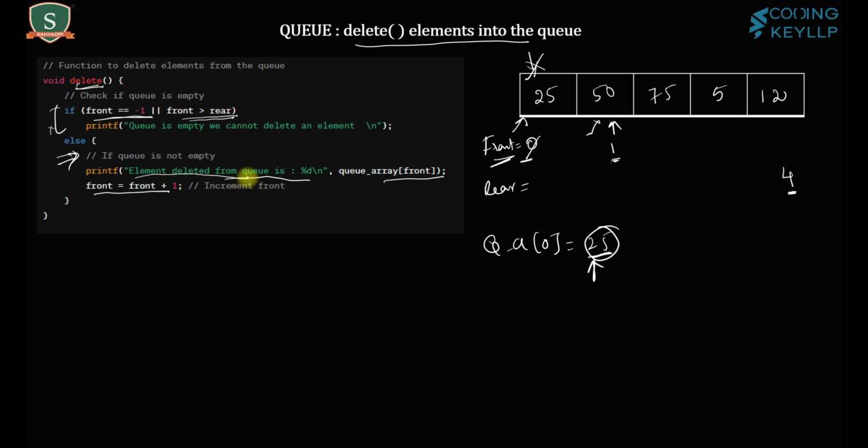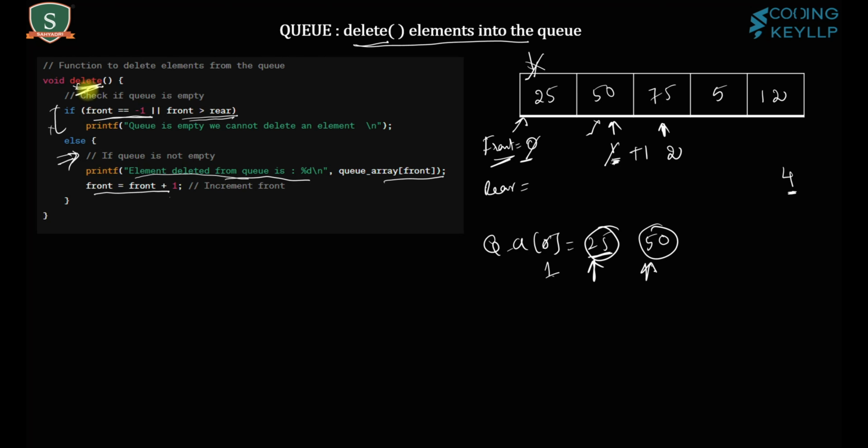Next, element deleted from the queue. So which element are we deleting now? First element. Element array of front. What is the front value? 1. So 1 value is what? 50. So we are printing and showing the user that element 50 is deleted. Front is equal to front plus 1. What is the front value now? 1. 1 will be plus 1. It will come and show the second element. Now already you know very well, when I call the delete method, whichever element front shows, that element will be deleted.